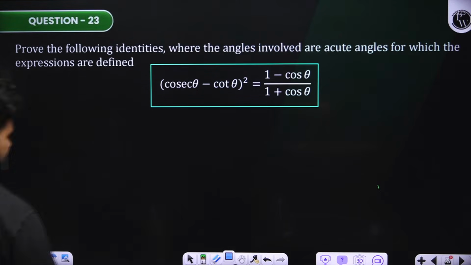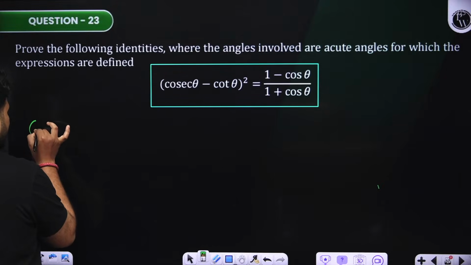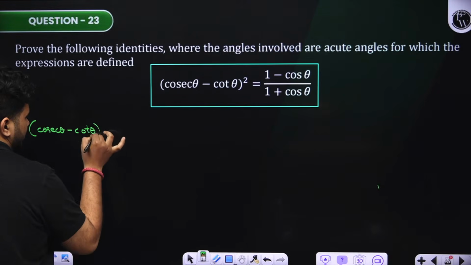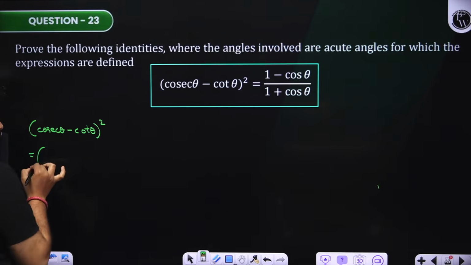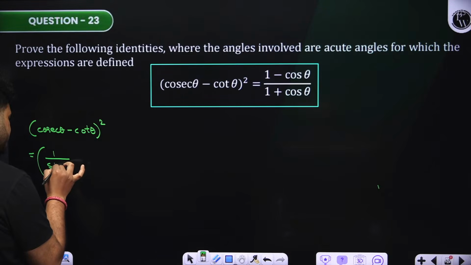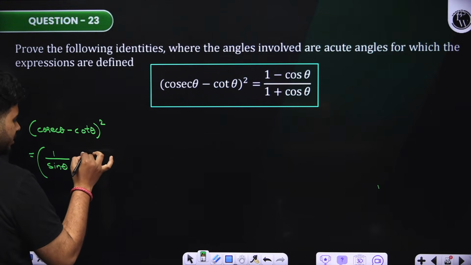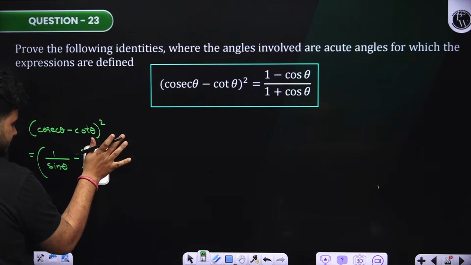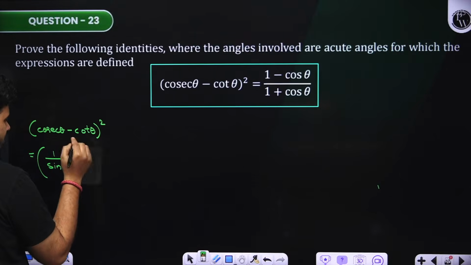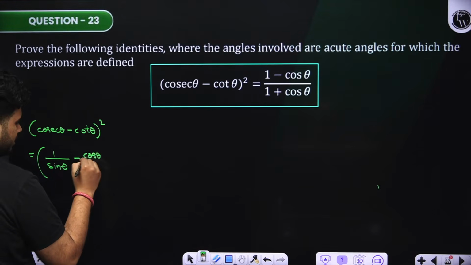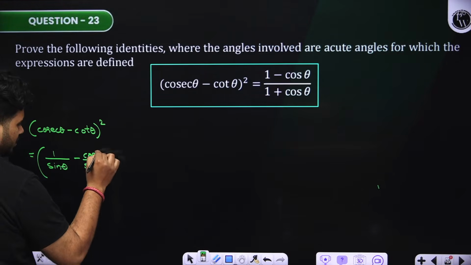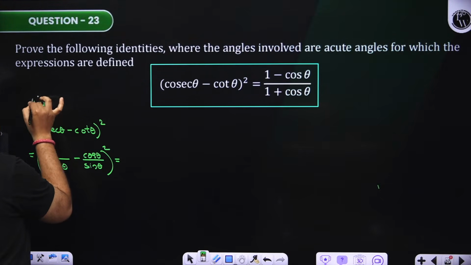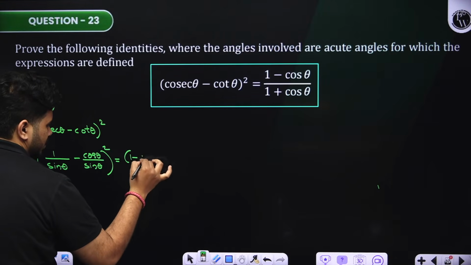Done. So let us try to identify the easier one. Here we have cosecant theta minus cot theta whole square. So from here, I can write this as 1 by sin theta minus cot theta, which can be written as cos theta by sin theta. Correct? Understood? Next, the whole square. I have started with LHS, I need to reach RHS. Fine. So here we get 1 minus cos square theta.